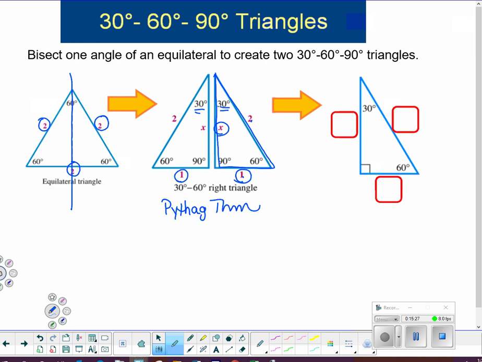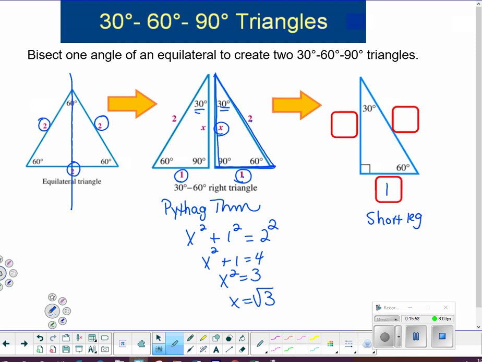And we're going to have x squared plus 1 squared equals 2 squared, or x squared plus 1 equals 4, or x squared equals 3, making x the square root of 3. That gives us the recipe or the pattern for a 30, 60, 90. I know the short leg has a value of 1. This is my short leg.